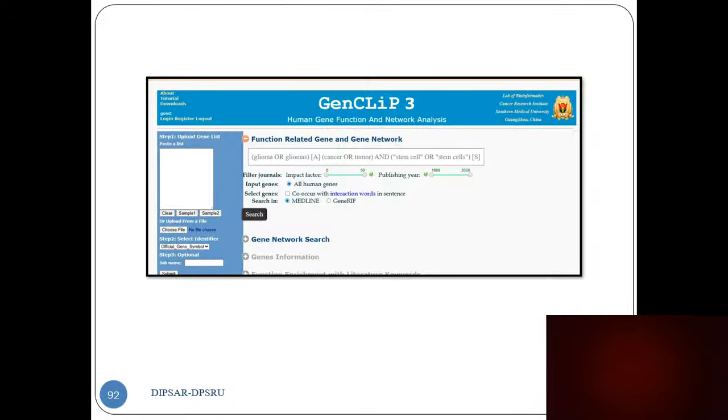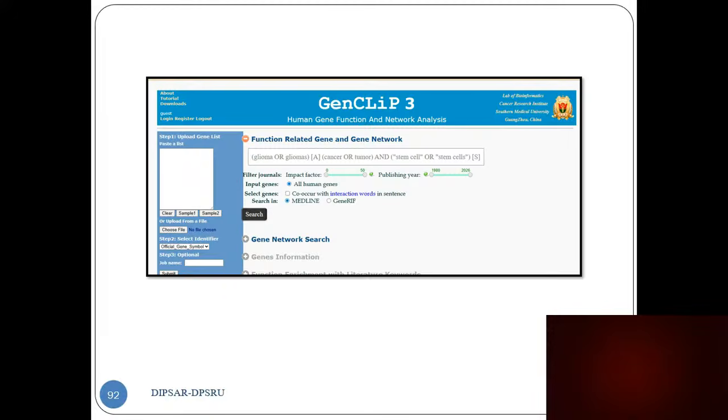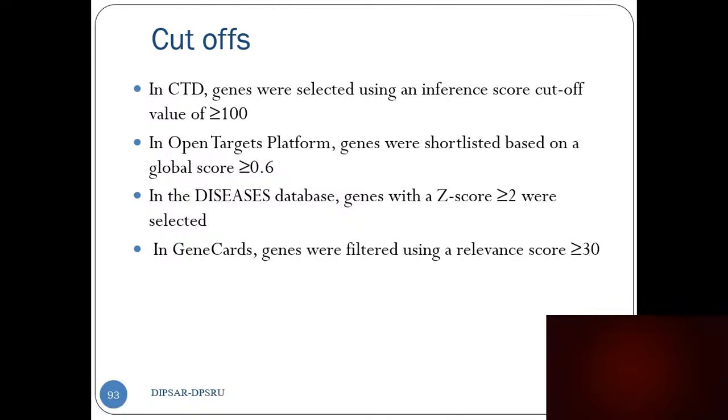Abhi, whatever the databases I have shown you, just let me complete these databases, then I will come to the question. This GenCLiP 3, you just type in Google GenCLiP 3. It opens like this, and you can pull out the data and cutoff values of CTD. Genes were selected using the inference score, cutoff values more than or equal to 100. In Open Targets Platform, genes were shortlisted based on global score. In DisGeNET databases, genes with Z score.